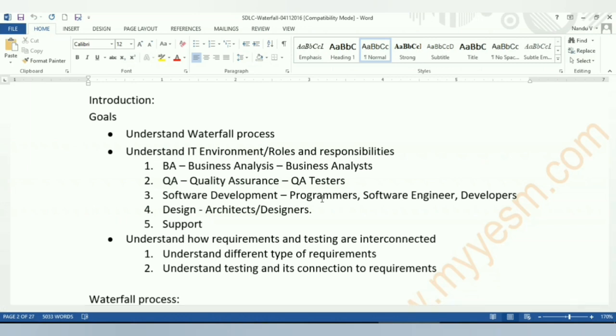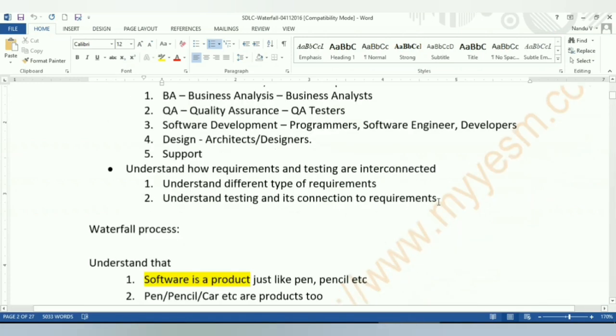I'll go back to PowerPoint later on, but some detailed explanation is needed, so I will rely on these notes. The goals are: understand the waterfall process, understand roles and responsibilities. We talked about BAs and QAs. What about programmers? Where do they operate? How does design happen? Who is involved in the design phase? Support, a few things we'll talk about. Understand how requirements and testing are connected. Tomorrow you are going to learn testing, but testing and requirements are connected. BA and QA roles have a lot of connections between them. We'll talk about that as well to give you a better idea.